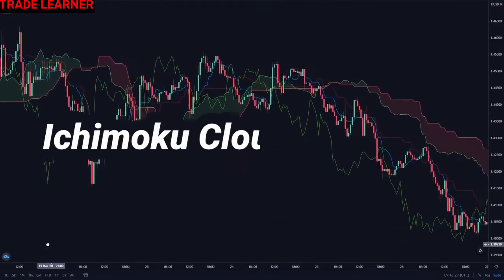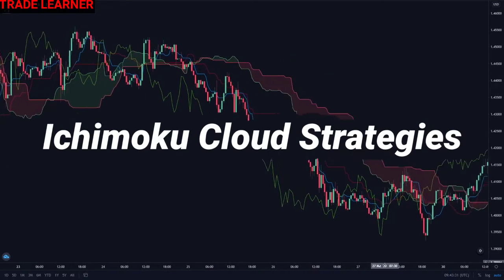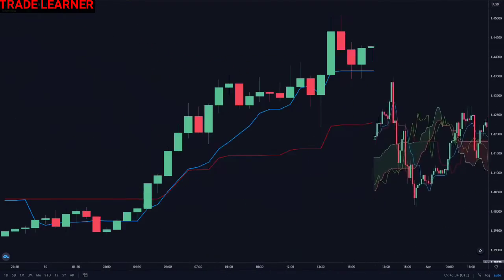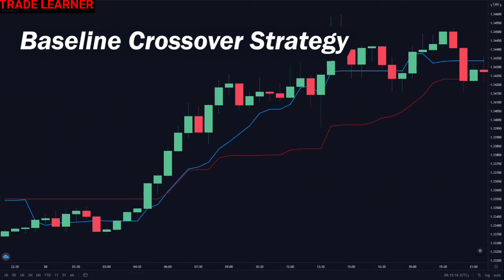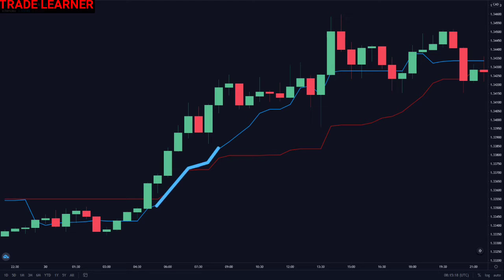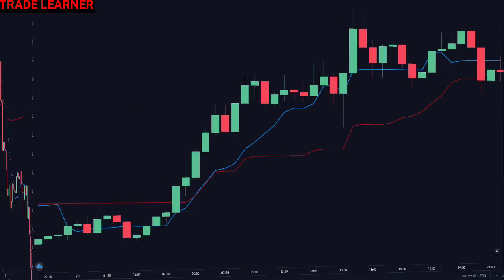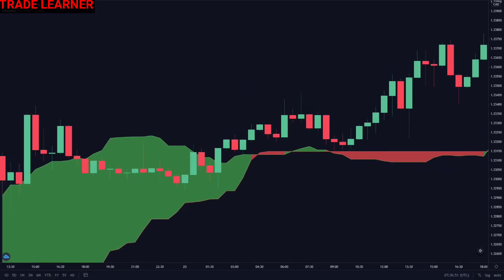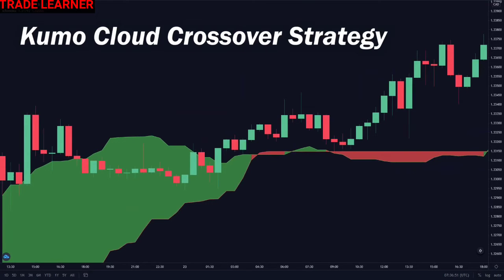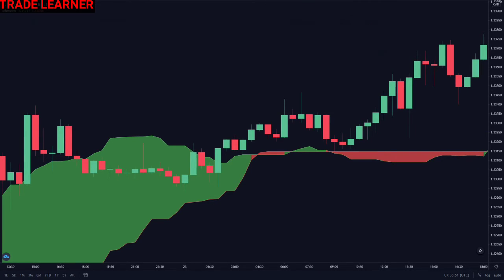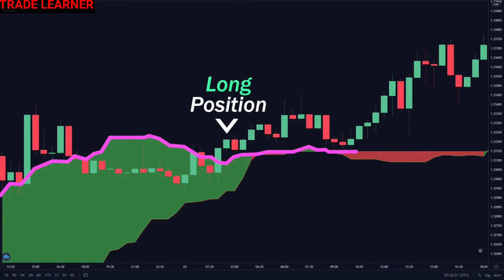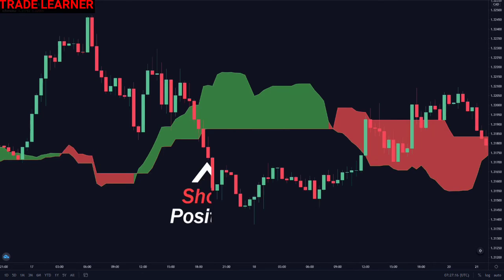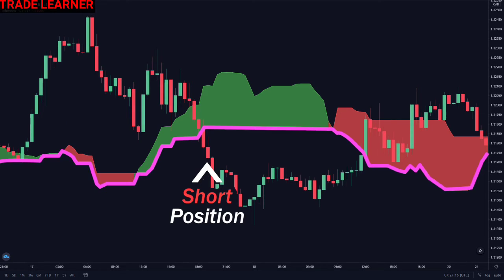Next, let's talk about the different types of strategies that you can use when trading the Ichimoku cloud. So the first, we have the baseline crossover strategy. The baseline crossover only uses the conversion line and the baseline. If the conversion line crosses upwards, you take a long position, and if it crosses downwards, you take a short position. The next strategy is called the Kumo cloud crossover. So in this strategy, you simply take long positions if the price crosses above the clouds, and you take short positions if the price crosses below the clouds.